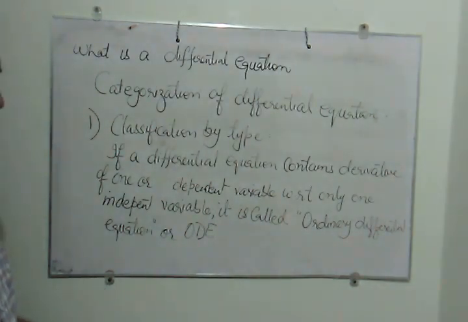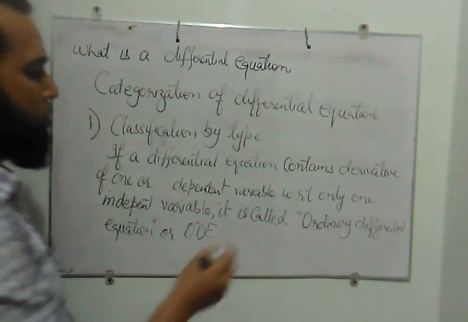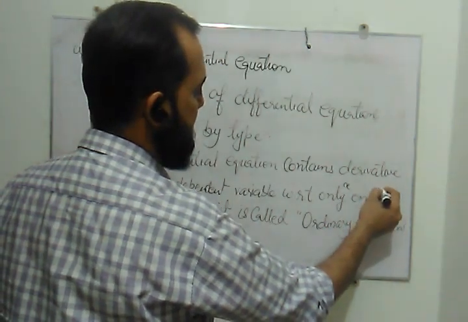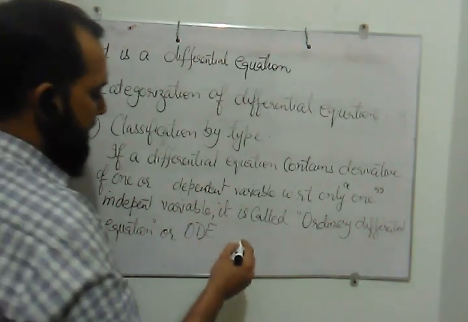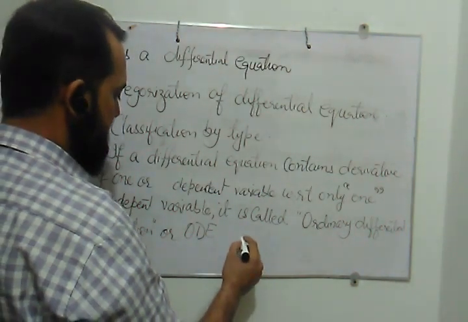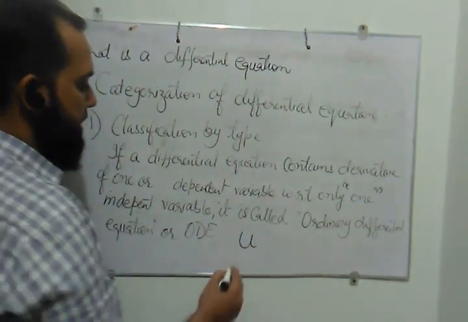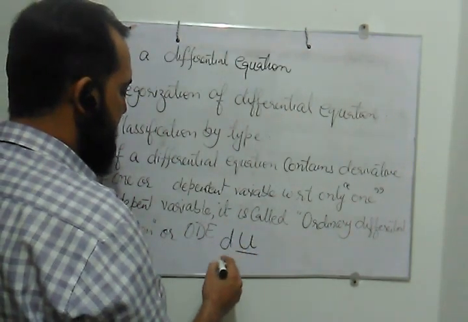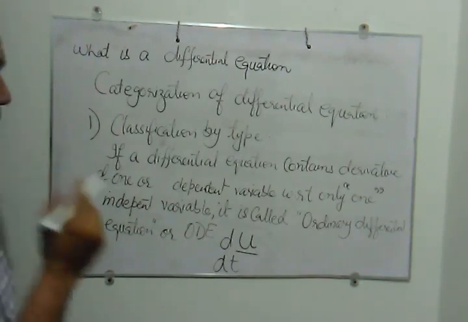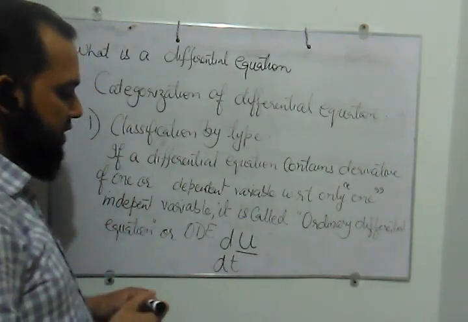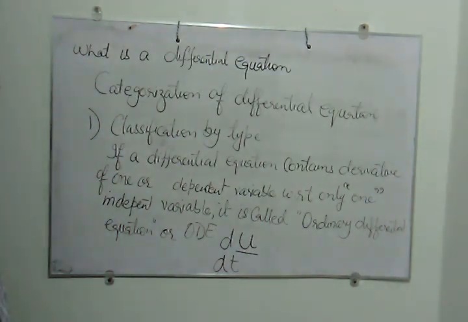So if a differential equation contains the derivative of one or more dependent variables with respect to only one, this is important, independent variable, then it is called an ordinary differential equation. For example, we have a function u and we differentiate it with respect to only one independent variable. Then this differential equation will be called an ordinary differential equation.